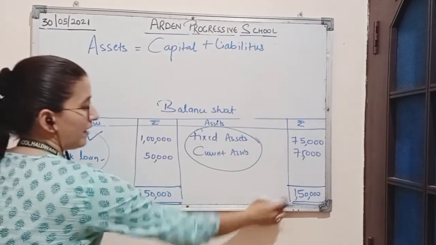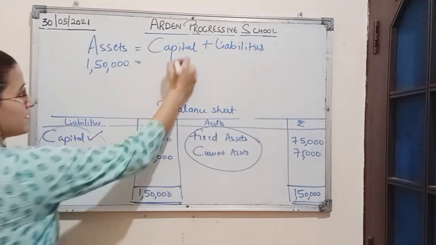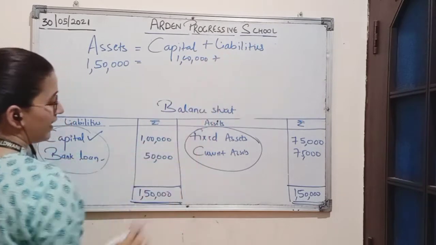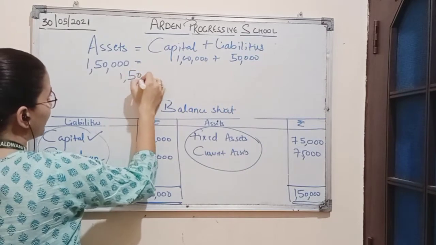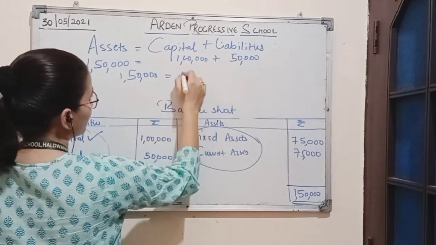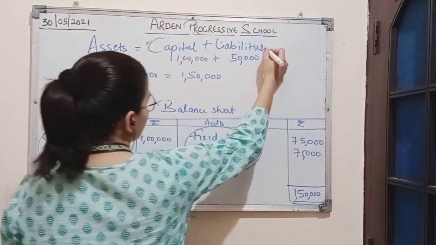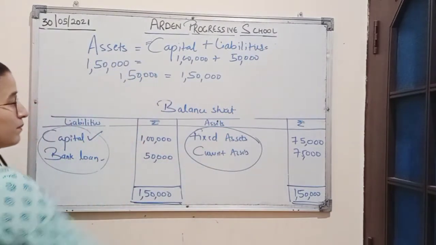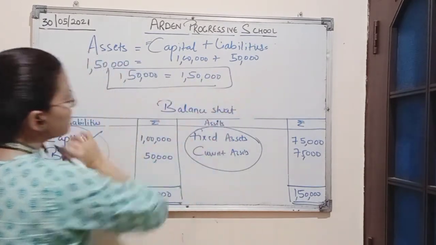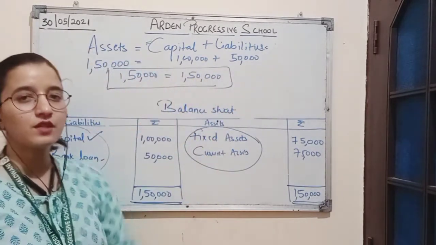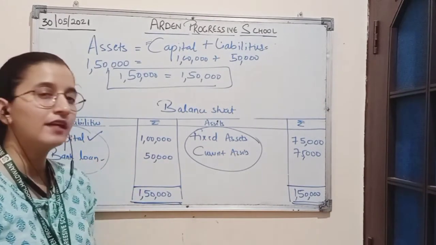Here assets are 1,50,000, capital amounting to rupees 1 lakh, and liabilities amounting to rupees 50,000. So it is proved that asset is equal to liability. Capital is the internal liability and this liability is the external liability, but both are included in liabilities only. So it is proved that in the balance sheet, assets are always equal to liabilities. The balance sheet shows the equal amount of both assets and liabilities.